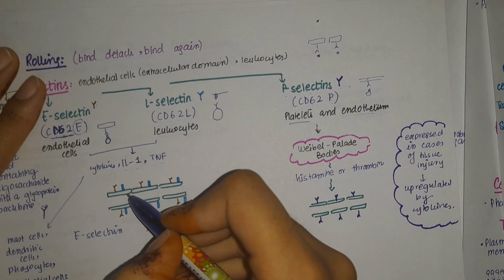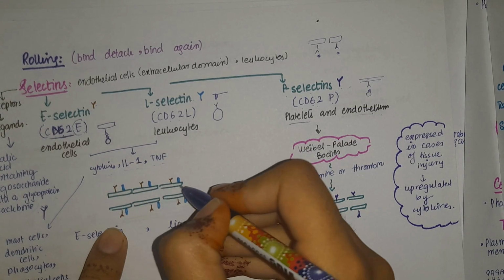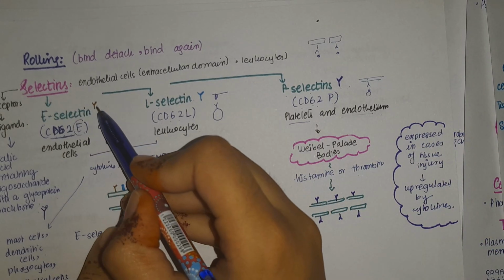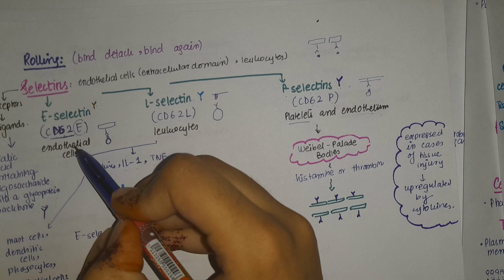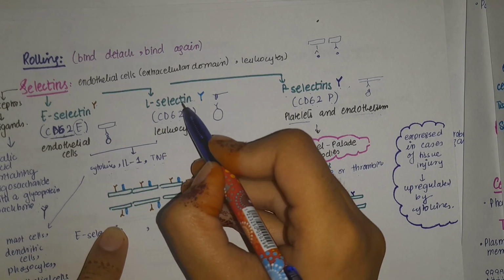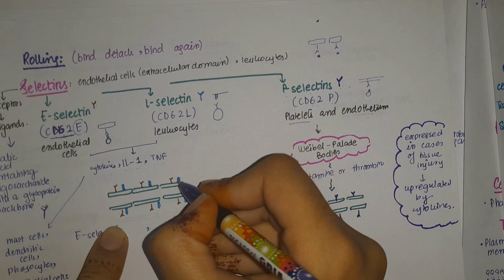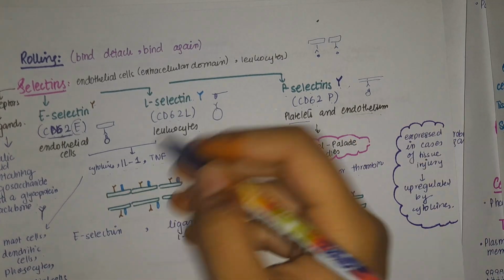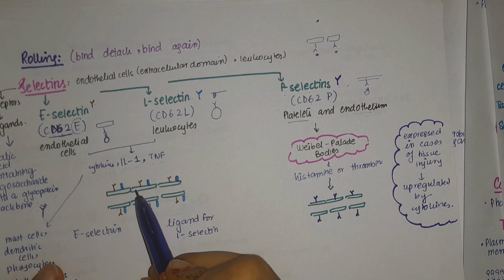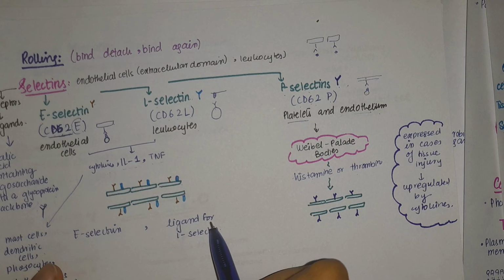So now we have this whole thing where I have shown what happens to the endothelium in such a situation. Because E-selectin is a receptor that is coming on the endothelial cell, it will be expressed on the endothelium. But L-selectin, since it is present on the leukocyte, the endothelium will express its ligand. So this is how the whole thing occurs.